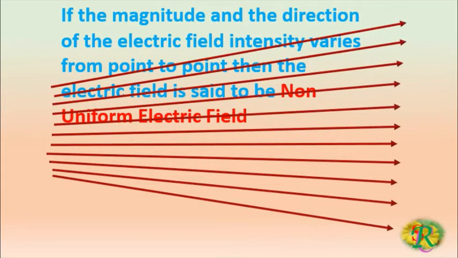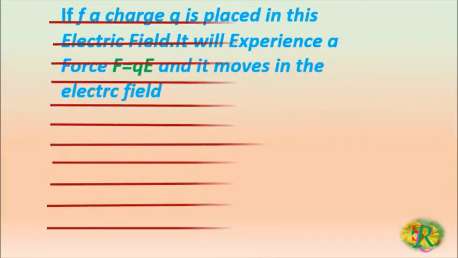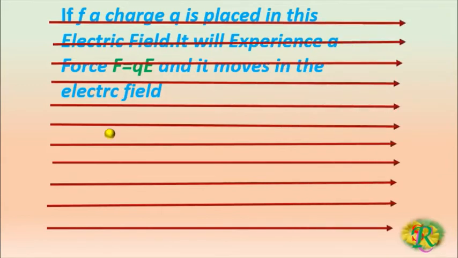Here we can see that in this region, electric field lines are closely spaced. At this region, the electric field lines are widely spaced. So this electric field represents non-uniform electric field. If a charge Q is placed in this electric field, it will experience a force F is equal to QE, and because of this force it moves in the electric field.